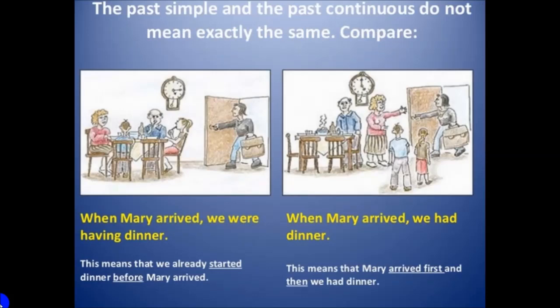Okay, so the past simple and the past continuous do not mean exactly the same. So now we have two sentences to compare, where we can see that it's a difference whether we use past continuous or past simple. So in the first sentence, when Mary arrived, we were having dinner. This means that we already started dinner before Mary arrived. And when we say when Mary arrived, we had dinner, this means that Mary arrived first and then we had dinner.